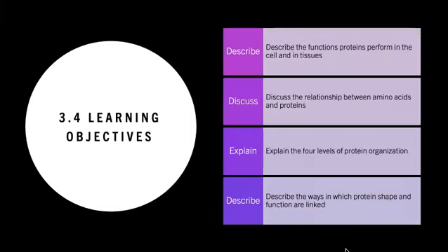So let's first go through our learning objectives. We want to describe the functions proteins perform in the cell and tissues. We have some idea of that. Then discuss the relationship between amino acids and proteins, explain the 4 levels of protein organization, and lastly describe the ways in which the protein shape and function are linked.